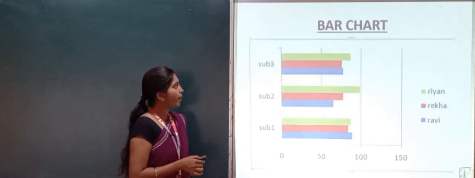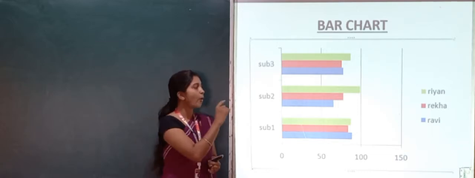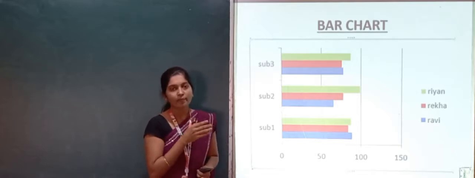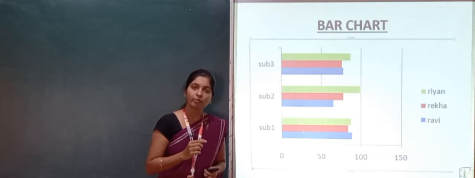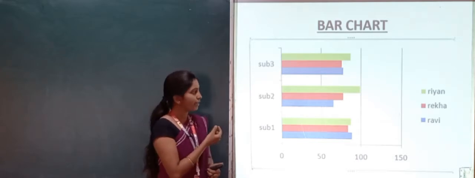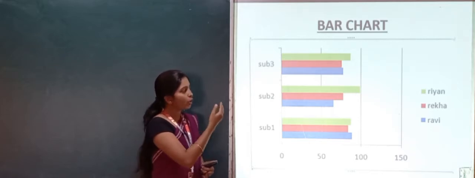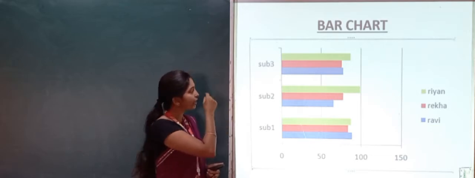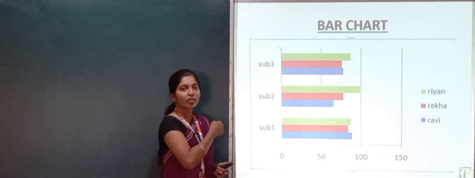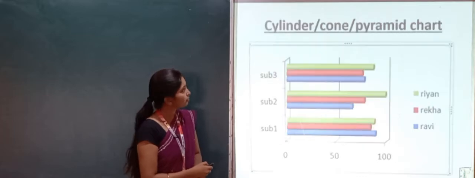The next one is bar chart. So bar charts, here the data series are represented in horizontal like structure. It is also the same as the column chart. In a column chart we represent data vertically, but in a bar chart we represent the data series horizontally. Here you can see in this chart how the marks of Riyan, Rekha and Ravi are represented through a bar chart. This is how we represent the bar chart.